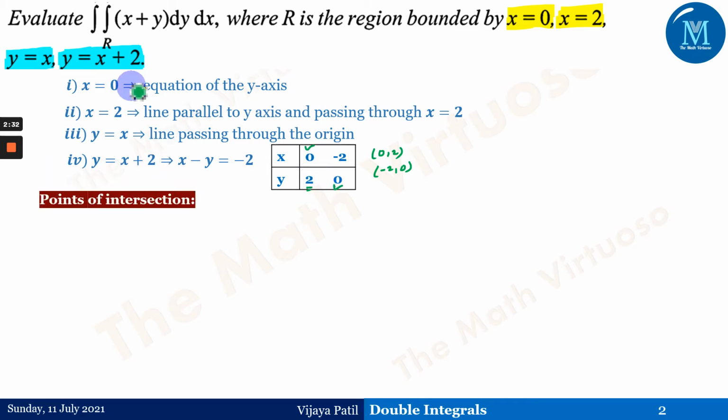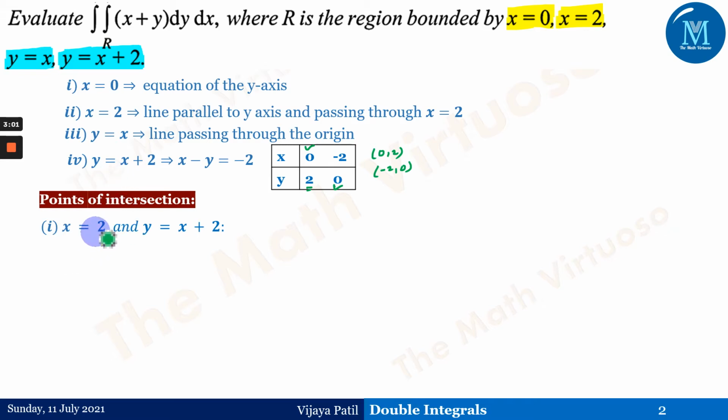Therefore, as I told you in the last session, we have to go about the method: first of all, identify all these four given curves. Then we need to find the points of intersection of all of them. So first, consider x equals 2 and y equals x plus 2 as this line. Let us find the point of intersection of this particular line.